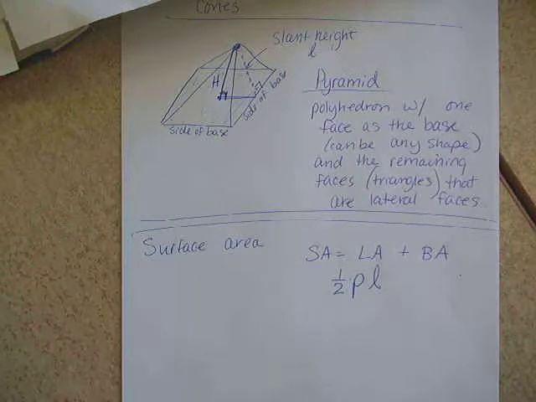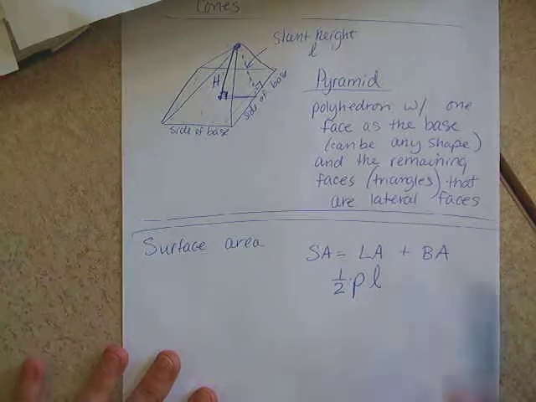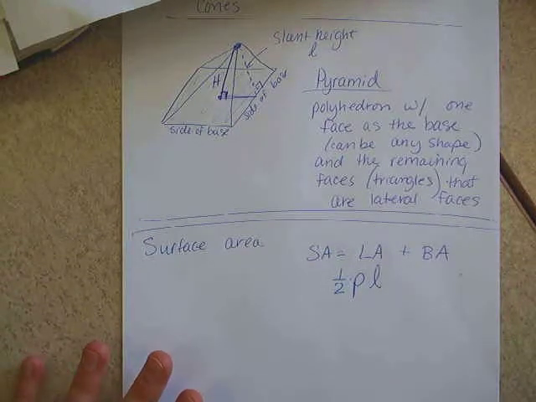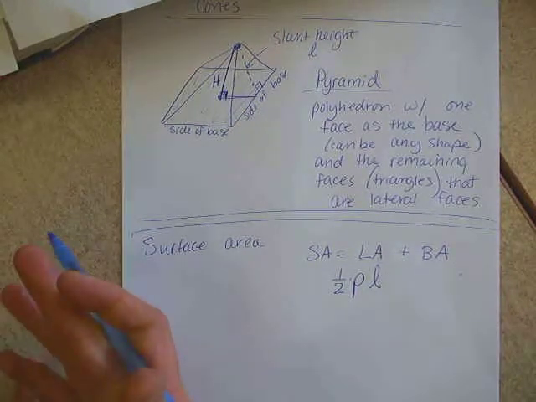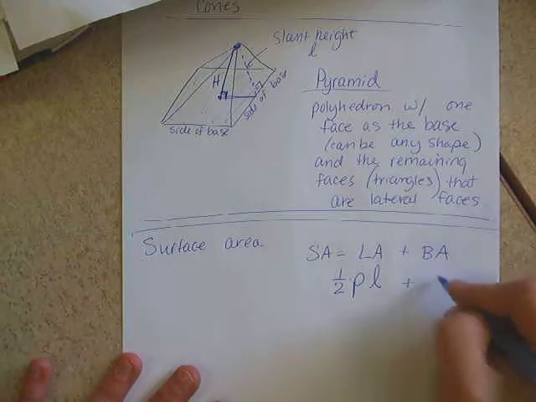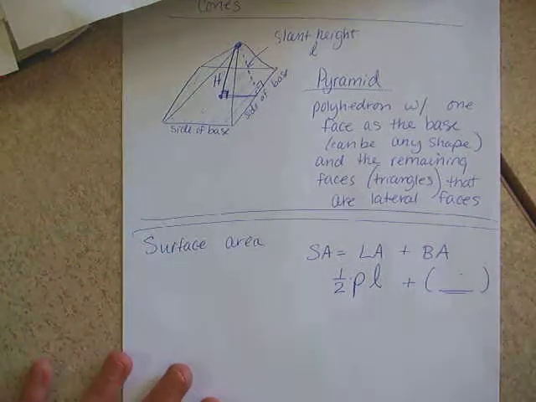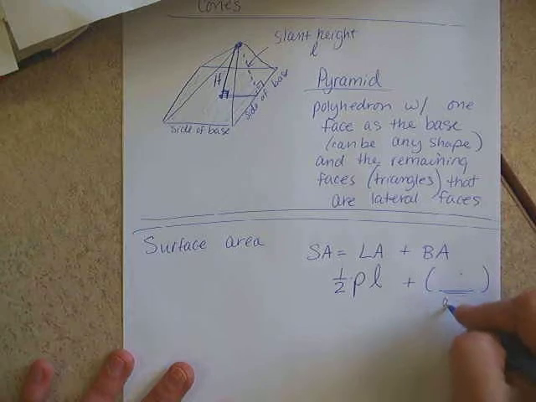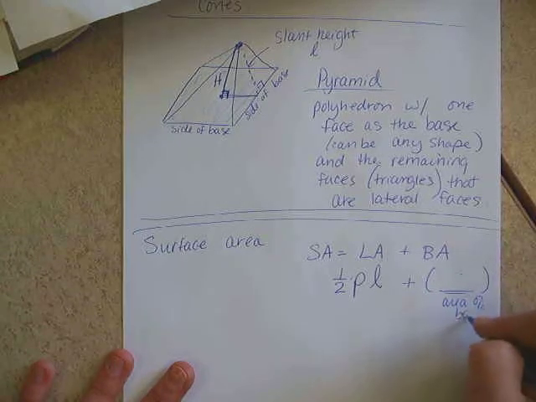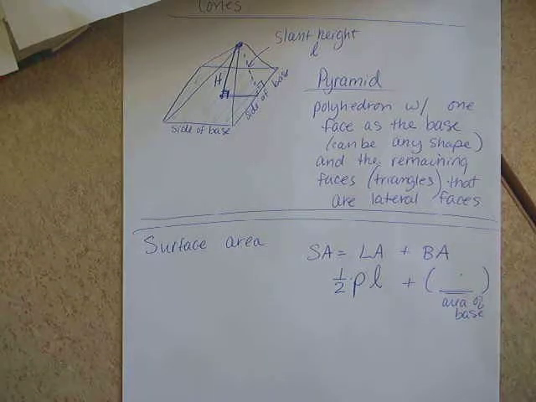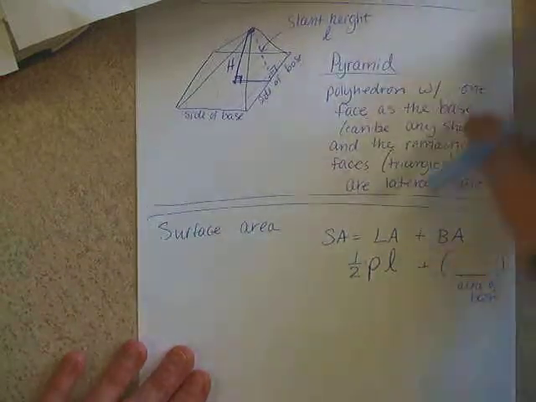So it's still kind of perimeter times height, but you have to use the right height, and you have to take into account that the faces are triangles, not rectangles. That's where the 1/2 comes in. Base area is the same as what you've been doing, except there's just one base. So whatever the formula for your base is, you're going to use that accordingly.